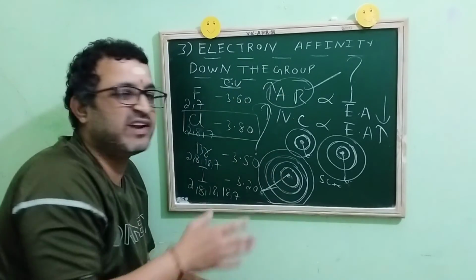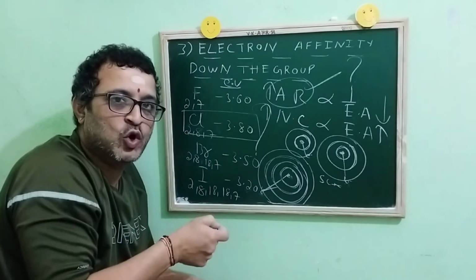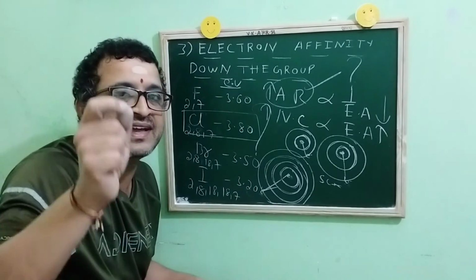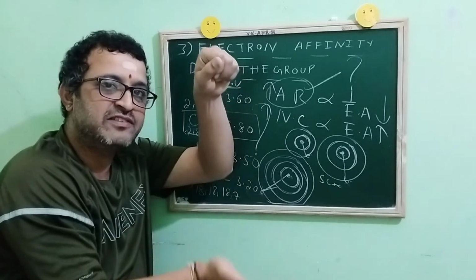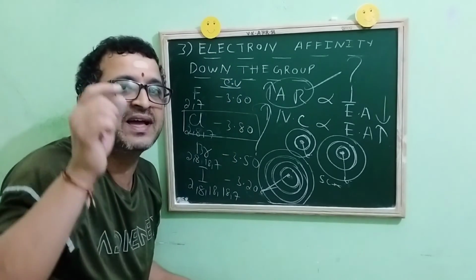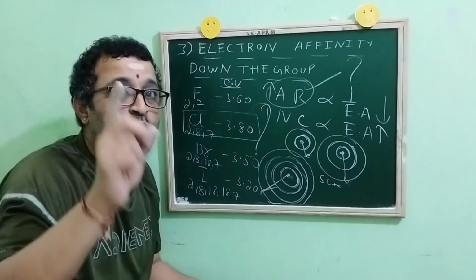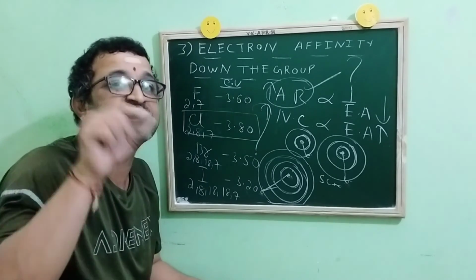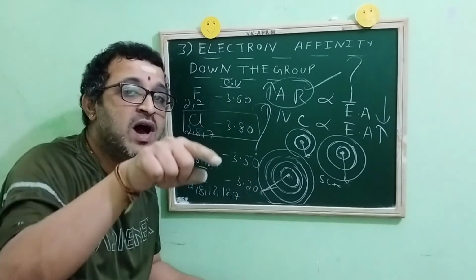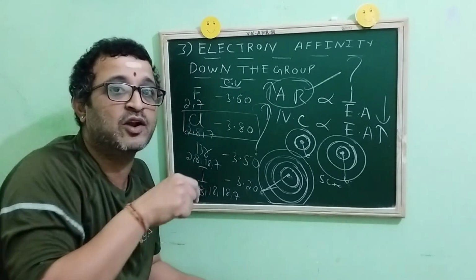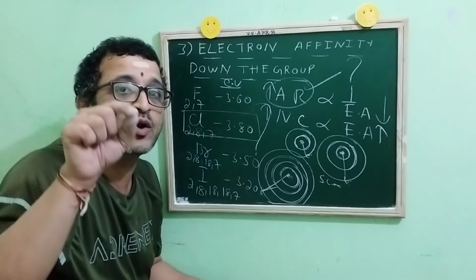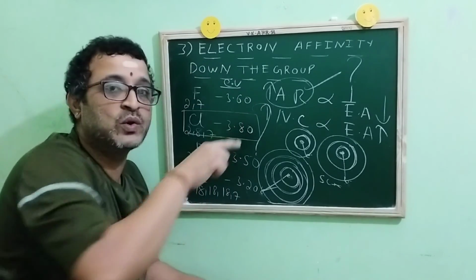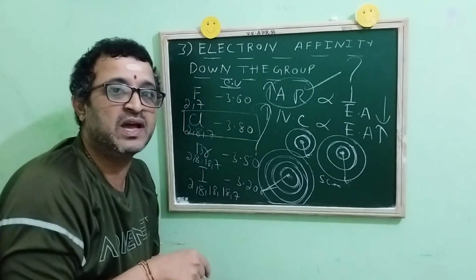So the conclusion is, when you go down the group, the electron affinity decreases because of the increase in atomic radius. And the group of elements having the maximum electron affinity is group 17. Those having high electron affinity are also electronegative in nature, which we are going to discuss in the coming videos.